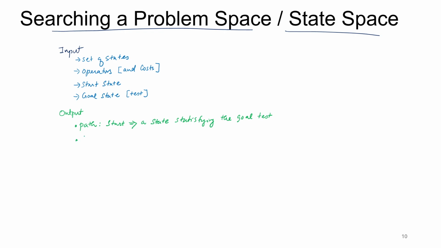It may require the shortest path, meaning the quickest way to reach there. An example of this is route planning. When you do route planning in Google Maps and all, this process pretty much happens in a very straightforward way. The input is a set of states, operators along with their cost, a start state and a goal state. The output is a path from the starting state to a state that satisfies the goal test.